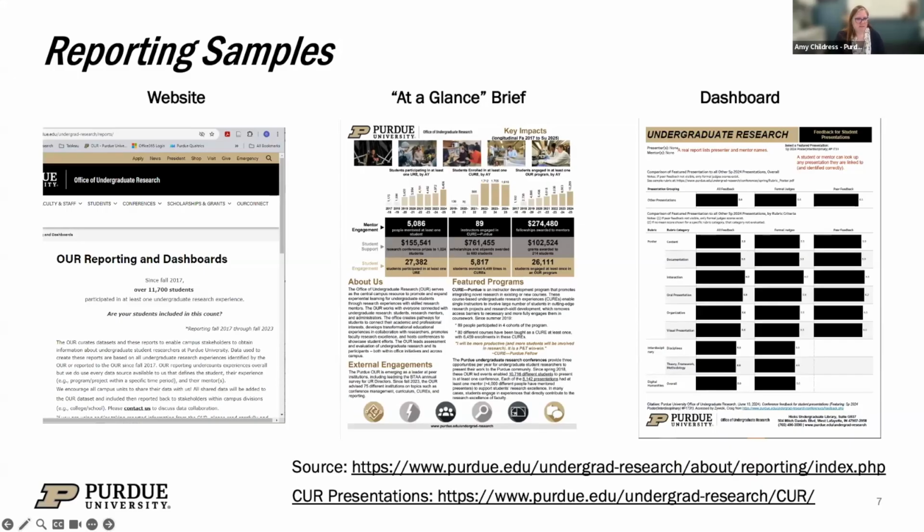And then this is a couple of examples from our website. So we have the general reporting website. We have an at-a-glance brief that Craig updates every semester, and that is one that our leadership finds extremely useful. Especially there's a quick count of how many mentors have been involved and how many students have been involved. Those are really the two key metrics that they look at first. And then finally, we do have a dashboard.